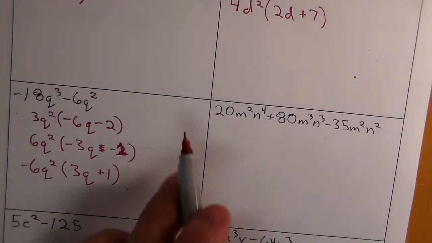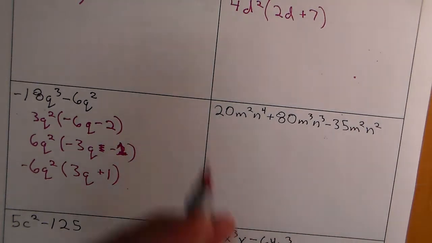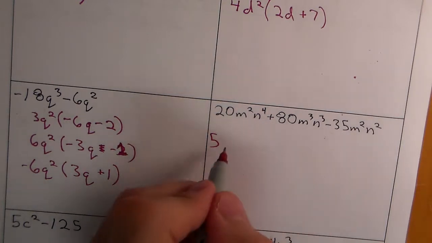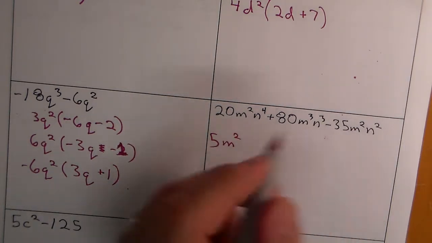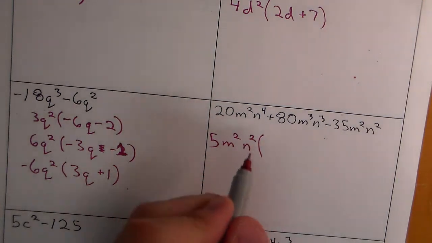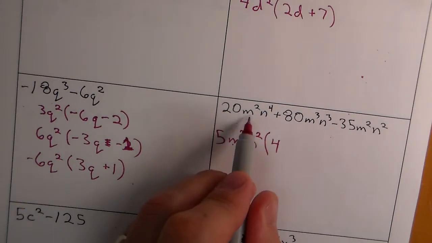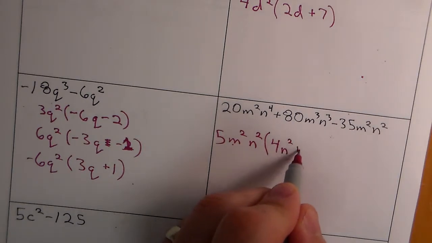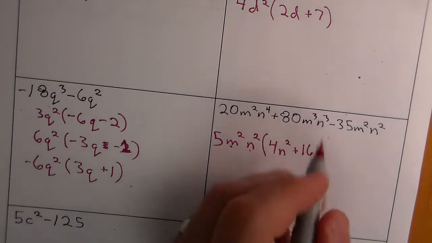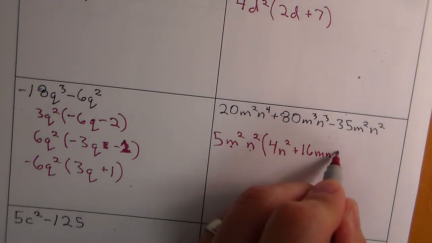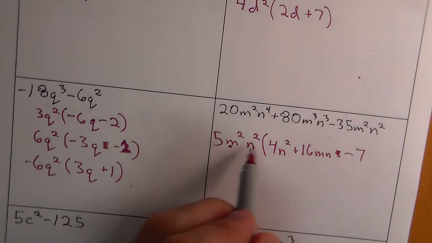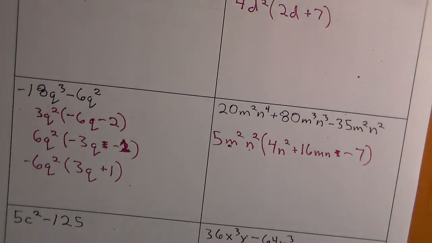And over on our next one, I look at all of these numbers, 20, 80, and 35. 5 is one they all have in common. They all have at least 2 m's, and they all have at least 2 n's. So that's my greatest common factor. I'm left with 4, m's are gone, 2 n's. Then 16 is 80 divided by 5, 1 m and 1 n each. And then a minus 35 is going to give me 7. M is gone, n is gone, it's just going to be a minus 7 by itself.